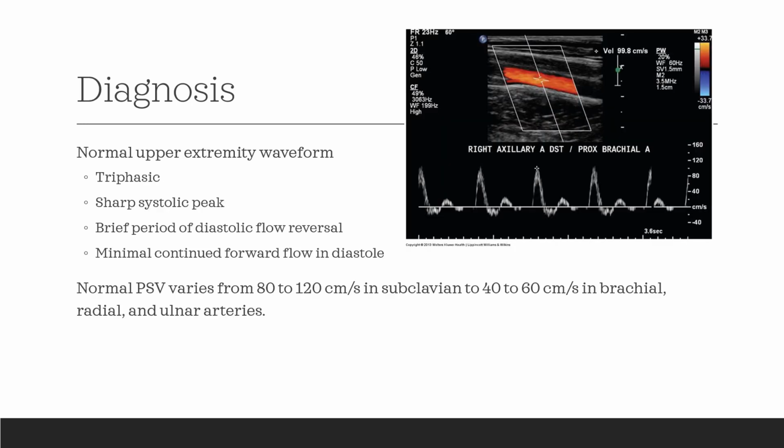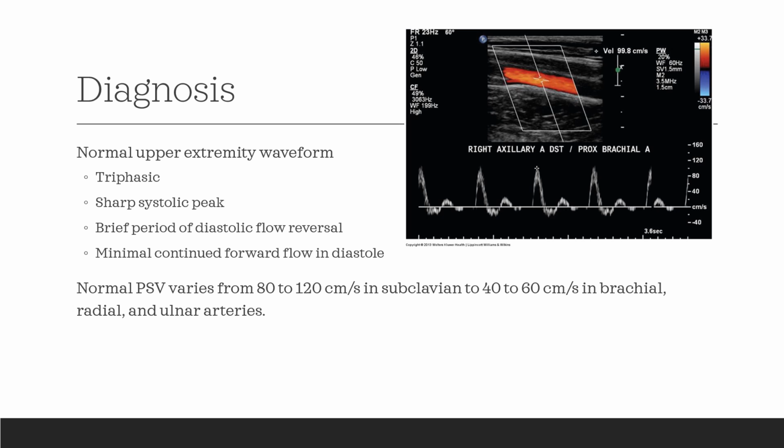Now, when we get to the diagnosis of how we're going to classify any sort of stenosis from an upper extremity arterial study, we're really going to have to look at our Doppler waveforms for evaluation. So our normal Doppler waveform in our upper extremity artery is going to be triphasic.